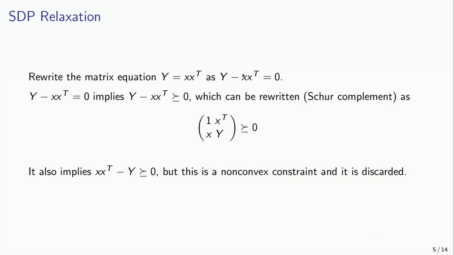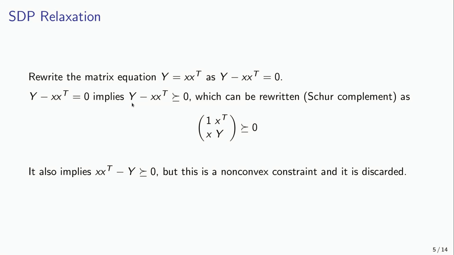We could also say, well, why don't we write the opposite constraint? That is, if Y minus x x transpose is equal to 0, then obviously x x transpose minus Y is also a positive semi-definite matrix. The problem is this is a non-convex constraint. And there's no way we can reformulate. There's no way we can just introduce it because we would get back our non-convexity.